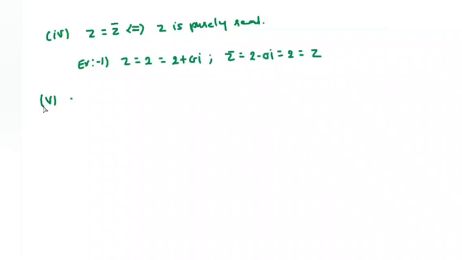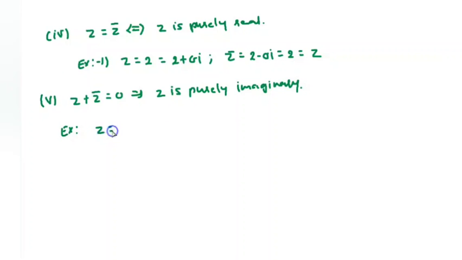Property number 5: if z + z bar = 0, it implies z is purely imaginary. Suppose we are given z = 3i, which can also be written as 0 + 3i. Now this is a purely imaginary number. What is a purely imaginary number?